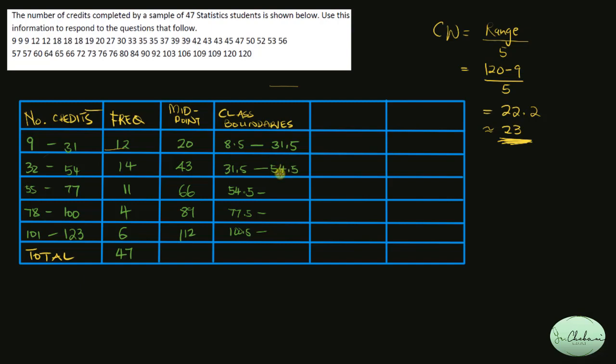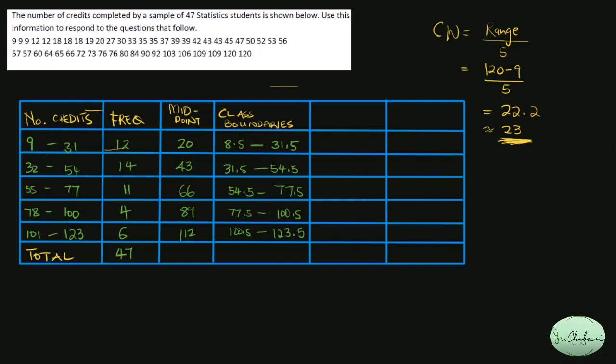For the first one, we have 54.5 plus 23, we get 77.5, right? And then remember that the upper limit of the previous class is actually the lower limit of the next class, right? So it's important to note that, because the boundaries have to overlap. That's why they are called class boundaries. And then for the next one, it's 100.5. Okay, 100.5 plus 23 gets us to 123.5. Okay, so these are our class boundaries for our 5 classes.